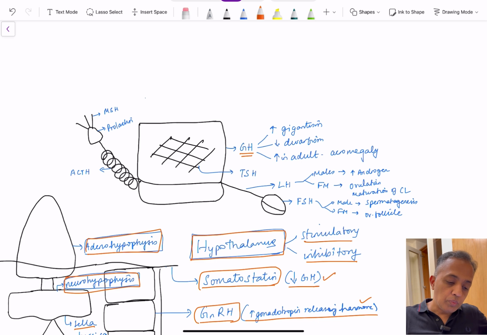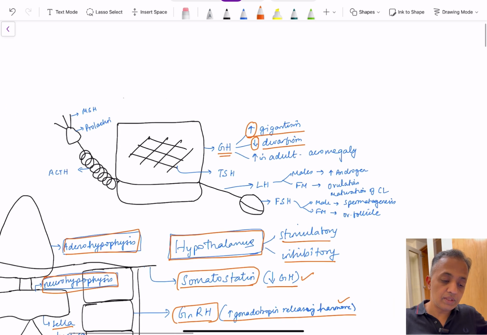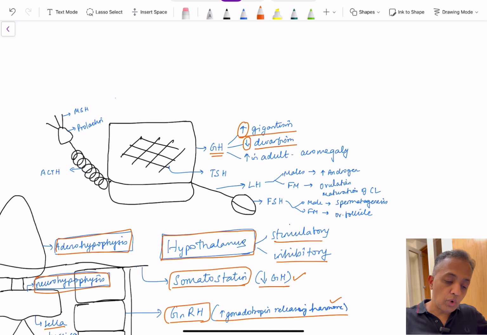So growth hormone, as the name implies, is essential for the growth of the organism. If you have high production of growth hormone, you get gigantism. So increase in production leads to gigantism. Decrease in production leads to dwarfism. It's also called pituitary dwarfism. Now, what about an increase in growth hormone in adults?